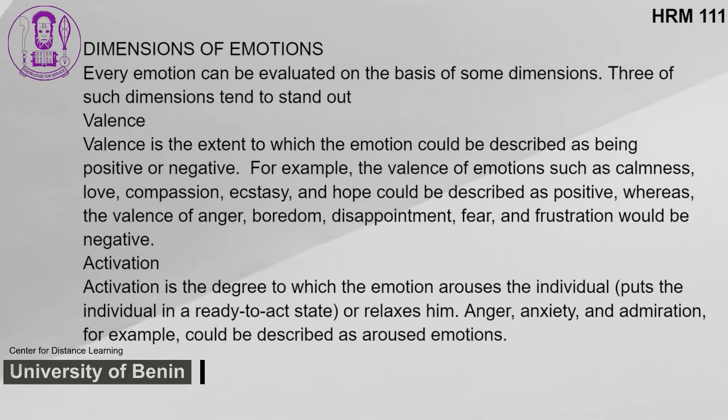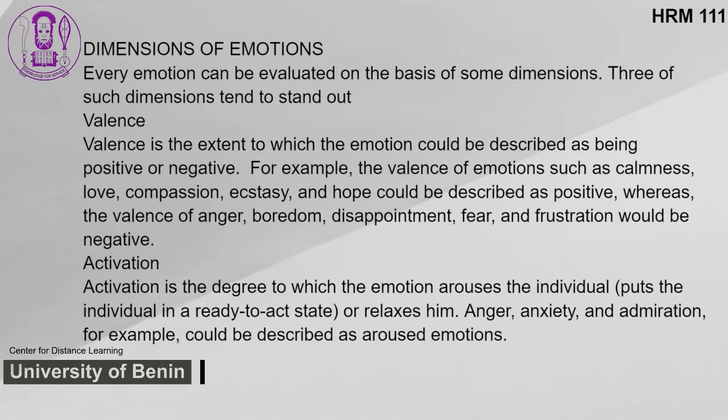Dimensions of emotions. Every emotion can be evaluated on the basis of some dimensions. 3 of such dimensions tend to stand out. Valence. Valence is the extent to which the emotion could be described as being positive or negative. For example, the valence of emotions such as calmness, love, compassion, ecstasy, and hope could be described as positive, whereas the valence of anger, boredom, disappointment, fear, and frustration would be negative.